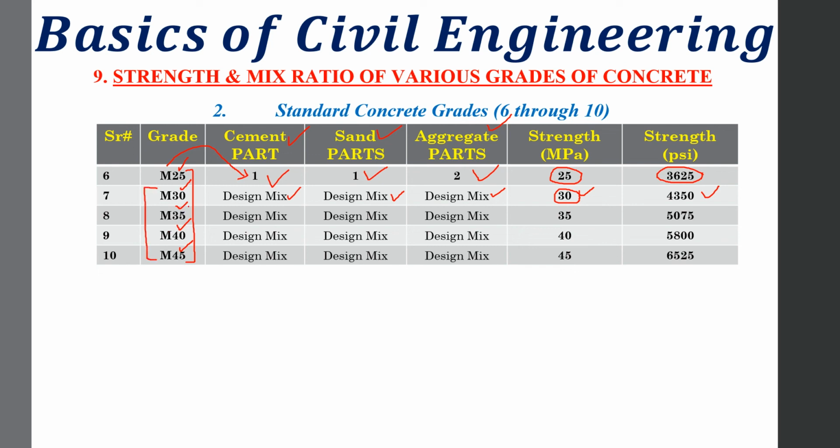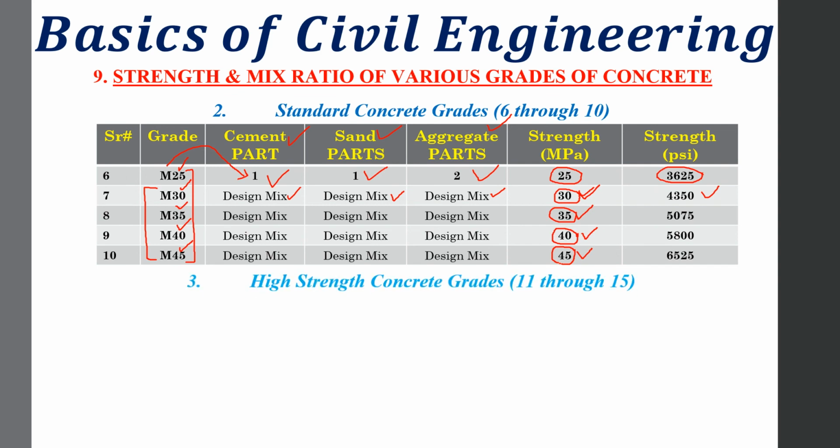For standard concrete grades from M30 to M45, you will have to design the mix for your required strength. For M30, you will design a mix which will give you a final strength of 30 megapascals. For M35, you will design a mix which will give you the final strength of 35 megapascals. For M40, you will design a mix having a strength of 40 megapascals. And for M45, you will design a mix having 45 megapascals of strength.